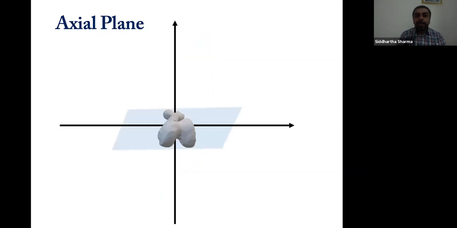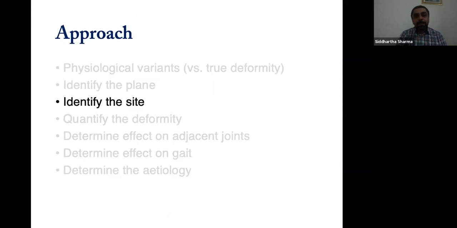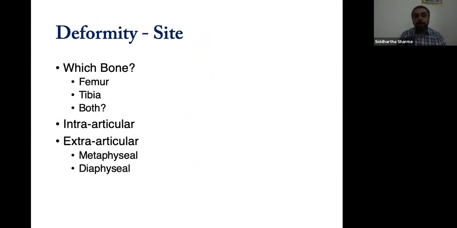Now the axial plane deformities are torsional deformities, and we will talk about this. So once you identified the plane, you should next try to identify what is the site of the deformity. So by site, I mean you have to identify whether the deformity in a lower limb is in the femur or the tibia. Perhaps it could be in both. And if it is in one of these bones or both bones, whether this is an intra-articular or an extra-articular, whether it is metaphyseal or diaphyseal. And let's look at this one by one.